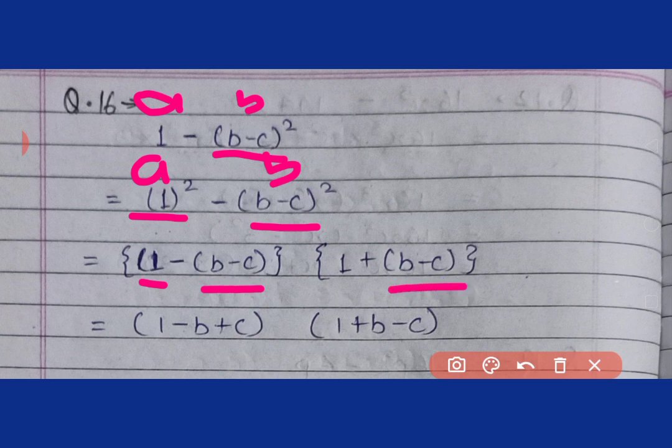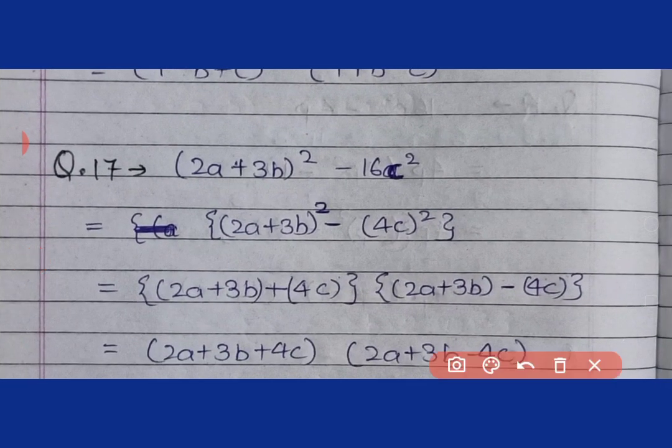Whenever a bracket opens, the minus sign will multiply with each term and change their sign. B is positive, so it changes to negative, and c was negative, so it changes to positive. Whenever the plus sign is outside, no sign will be changed in any term, so it remains the same. Now our answer is 1 minus b plus c in the first bracket, and in the second bracket 1 plus b minus c.